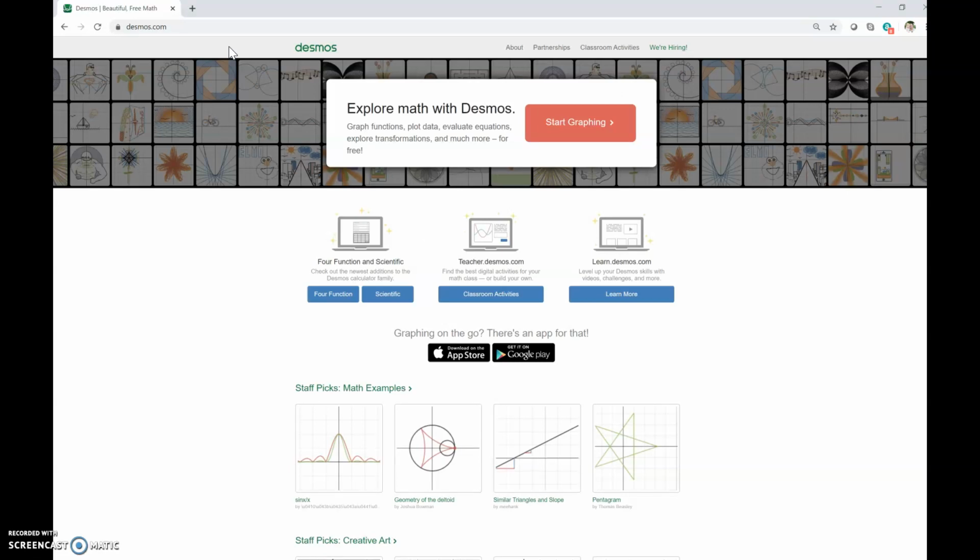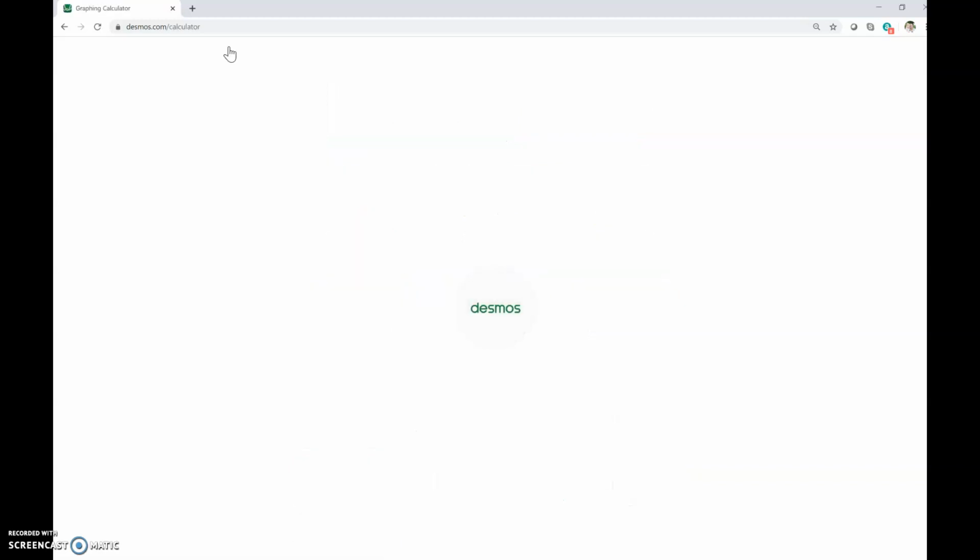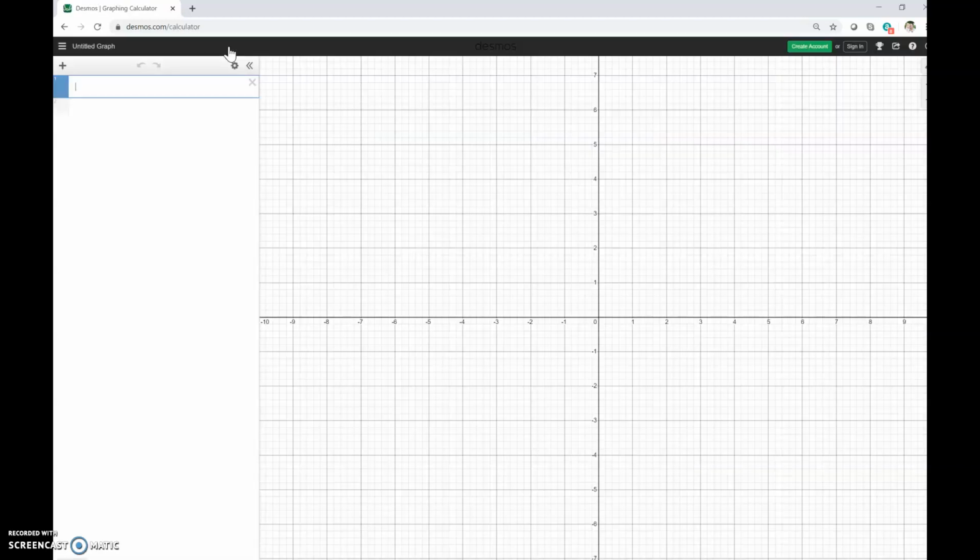DESMOS.com. This is an online graphing calculator, and you click Start Graphing, and it pulls up this awesome looking graph. Over here on the left, this is where you're going to type in what you want to graph. Let's do that same number 10. We want log base 3, and you have to do y equals first.